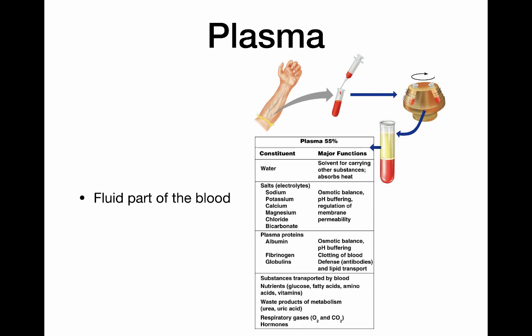Fibrinogen is going to play a role in the clotting of our blood. And then we've got our globulins, and globulins do quite a few things. We've got a big category of globulins called antibodies, and those are very important for our immune system's adequate function. And then we have globulins that help to transport fats around in our body.